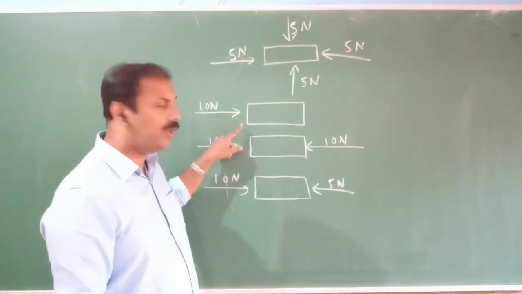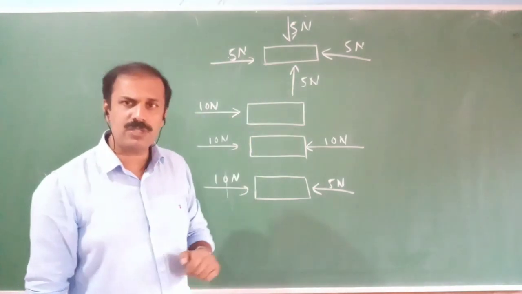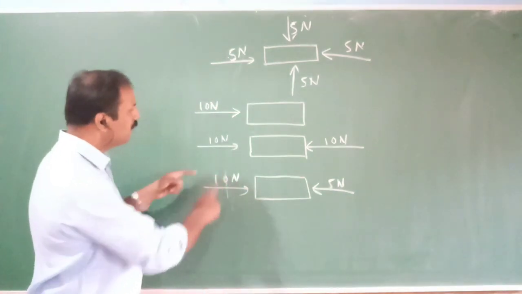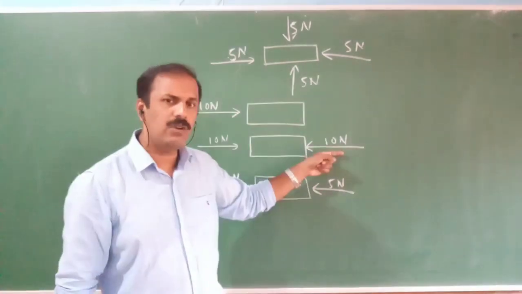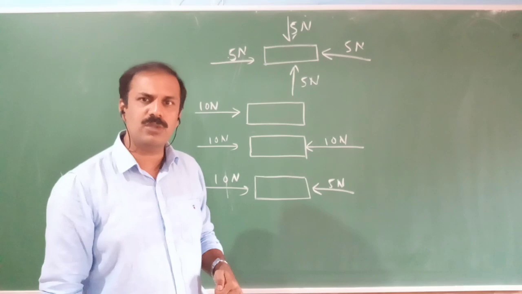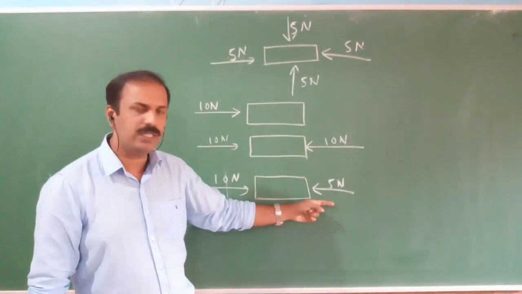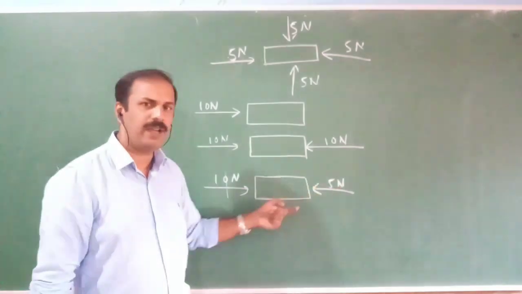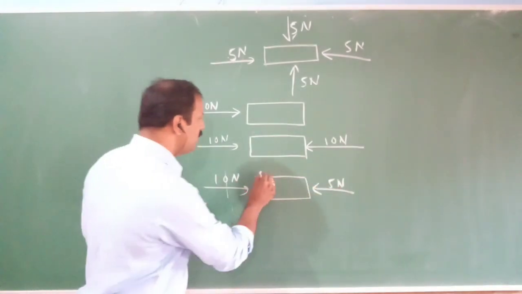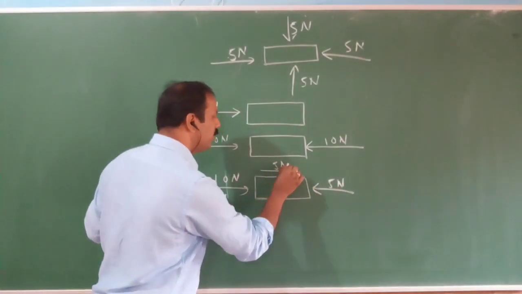In this one only 10 Newton is there, so the net force is not 0. Here we have 10 Newton and here we have 10 Newton, so the net force is again 0. Here you see we have 10 Newton on one side and 5 Newton on the other. So this is 10 and this is 5. The effective force will be in this direction, 5 Newton.